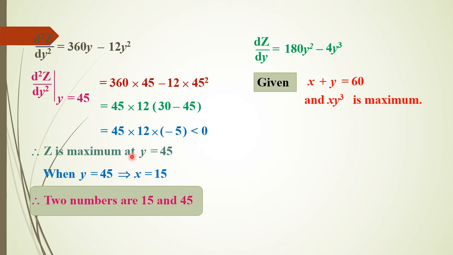Once you substitute y equal to 0, d square z divided by dy square will be 0, so y equal to 0 gives no maximum, no minimum. You cannot get any maximum or minimum, so it cannot be considered here. After 45 you have got the negative value, less than 0, therefore the function is maximum for the value of y equal to 45. If the value of y is 45, then what is the value of x? It is just 15. Then the two numbers are: first one is 15, second one is 45, or the second one is 15, first one is 45.